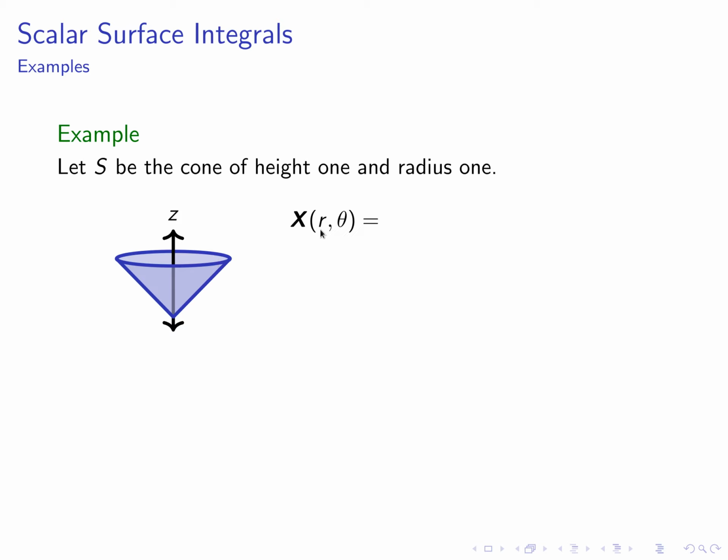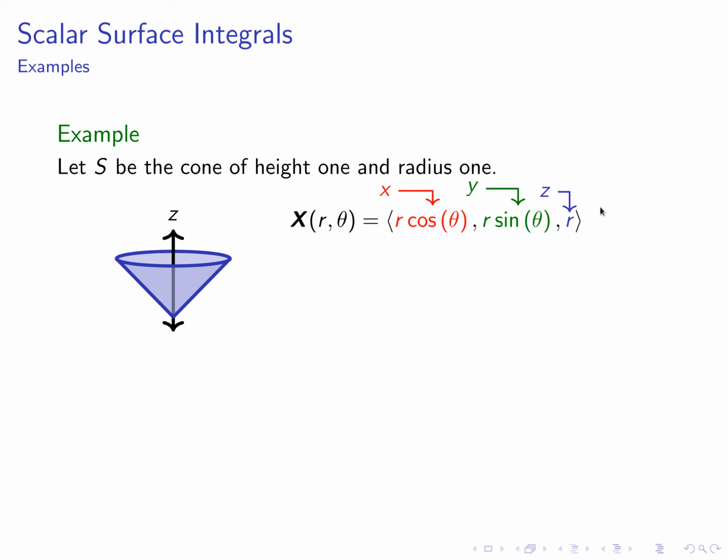So we can describe this cone in cylindrical coordinates using the variables r and theta. And so what we're doing is we're keeping x equals r cosine theta. We're keeping y equals r sine theta. But now we want to enforce the equation of the cone. And the equation of the cone should be z squared equals x squared plus y squared. To ensure that z squared equals x squared plus y squared, we need to set z equal to r, because in cylindrical coordinates, x squared plus y squared is r squared.